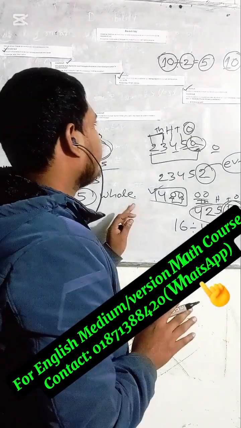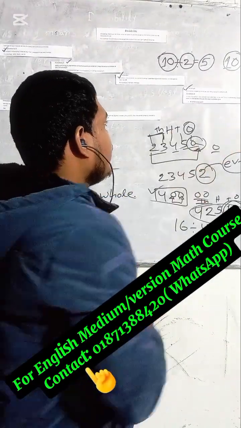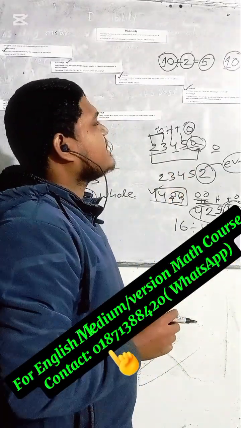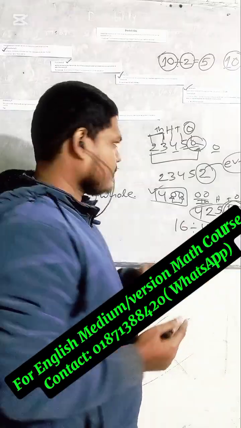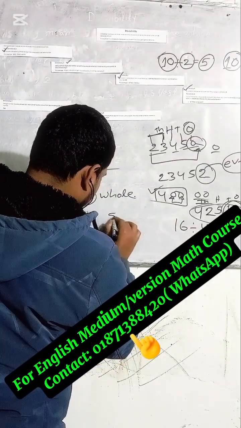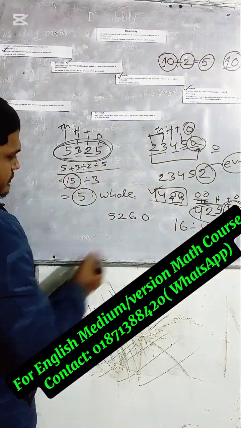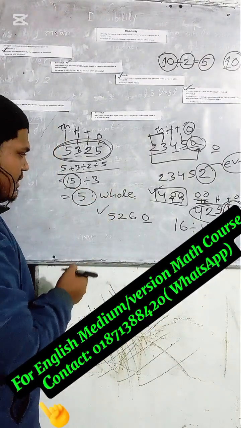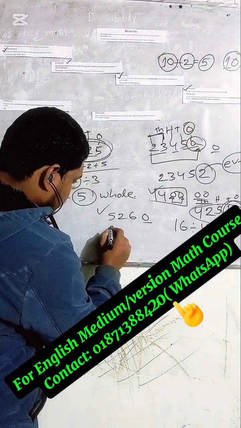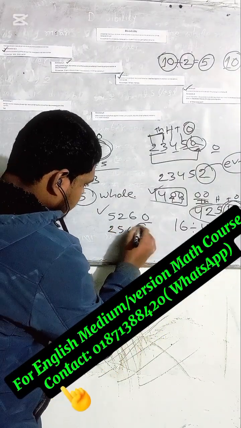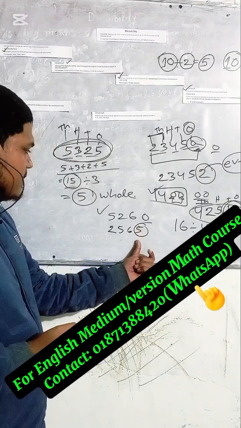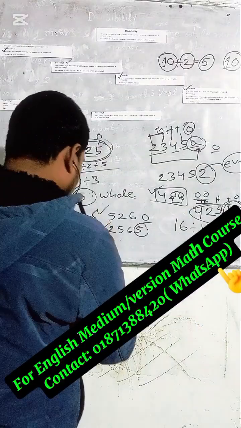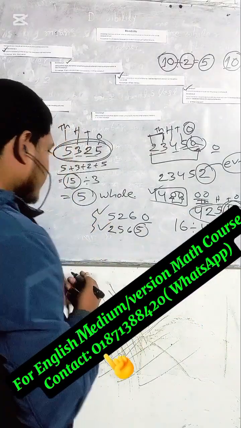Divisible by 5. Very easy. A number is divisible by 5 if its last digit is either 0 or 5. For example, 5260. The last digit is 0, that means it's divisible by 5. Or 2565. The last digit is 5, that means it's also divisible by 5. Clear? Okay.